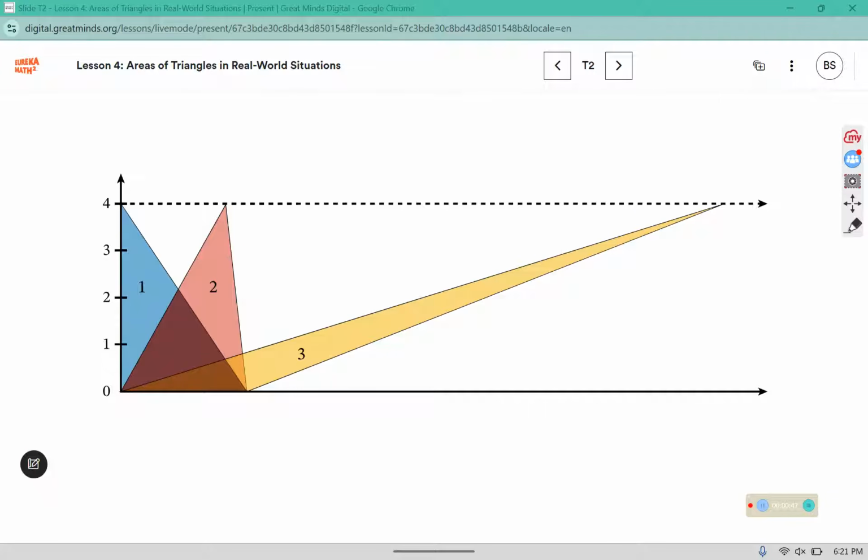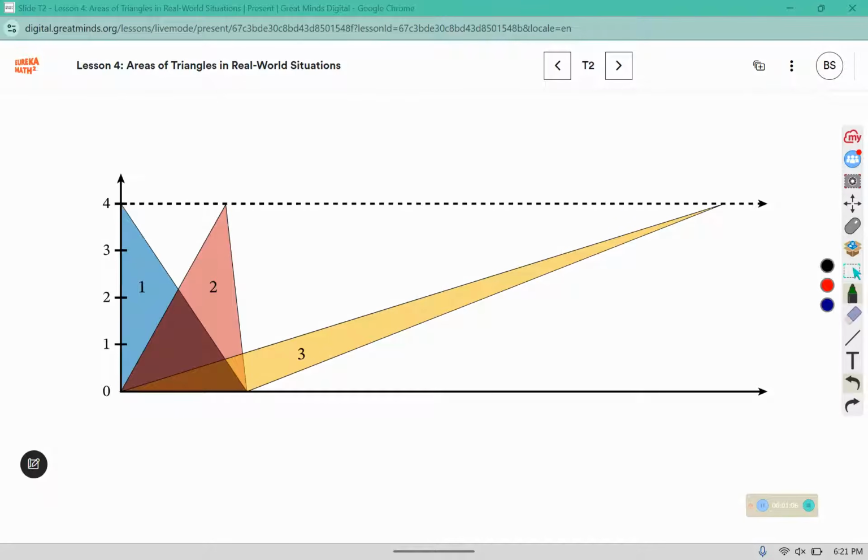What are some of the differences in triangles 1, 2, and 3? Well, they're definitely different types of triangles. Triangle 1 is a right triangle. Triangle 2 is an acute triangle. And triangle 3 is an obtuse triangle.